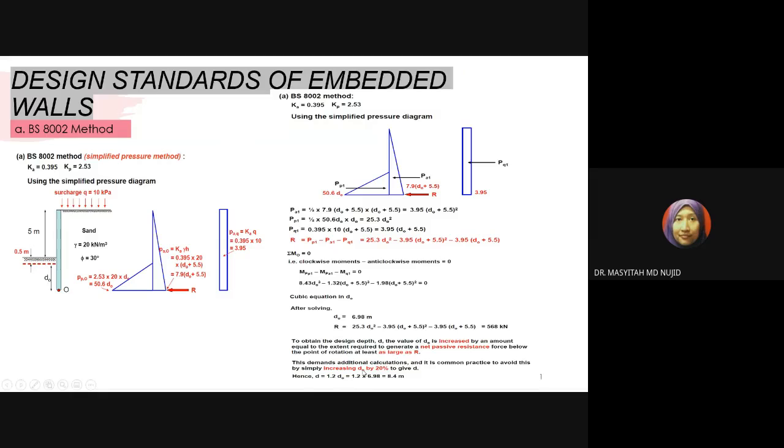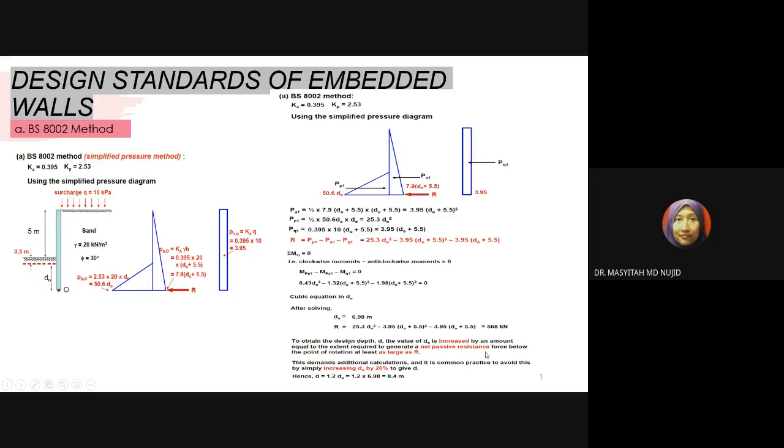So what we have from here is that D is equal to 1.2 D naught, and the final D we can get is 8.4 meter. When you solve the simultaneous equations, the cubic equation in D naught, you can get that D naught is 6.98 meter, and the force is 568 kilonewton. To obtain the design depth D, the value of D naught is increased by an amount equal to the extent required to generate a net passive resistant force below the point of rotation at least as large as R.